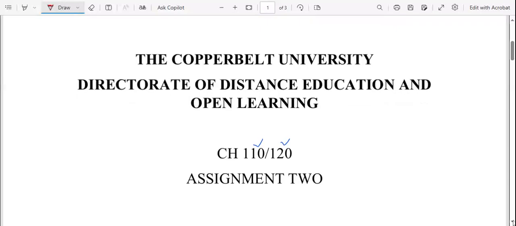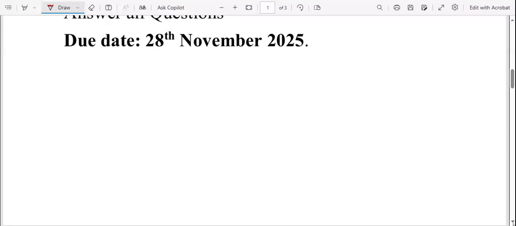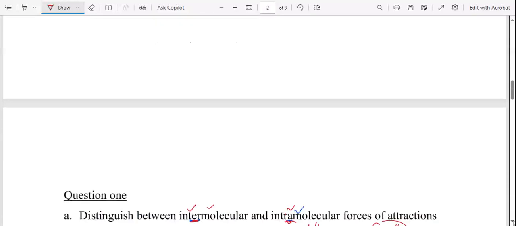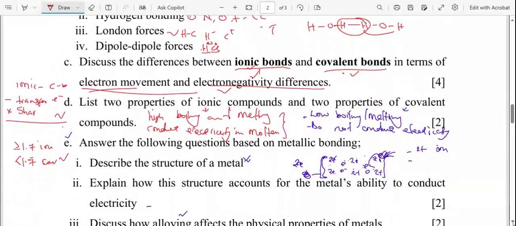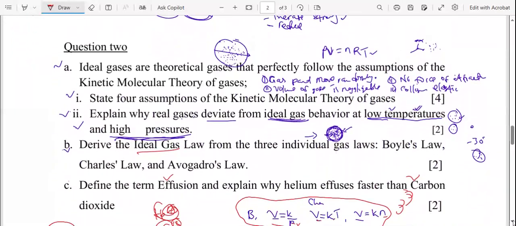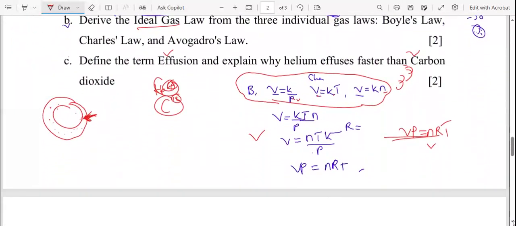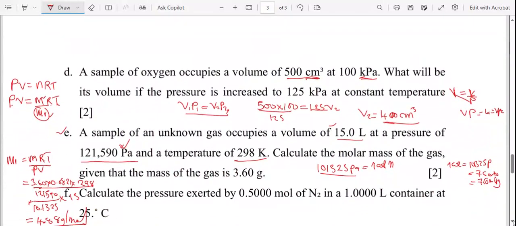So we are going to our question. The instruction was to answer all the questions. So that's how simple this tutorial sheet is. It's important that you go through it. You have ideas, that's all. It's not that hard. It's your future. So that is it.